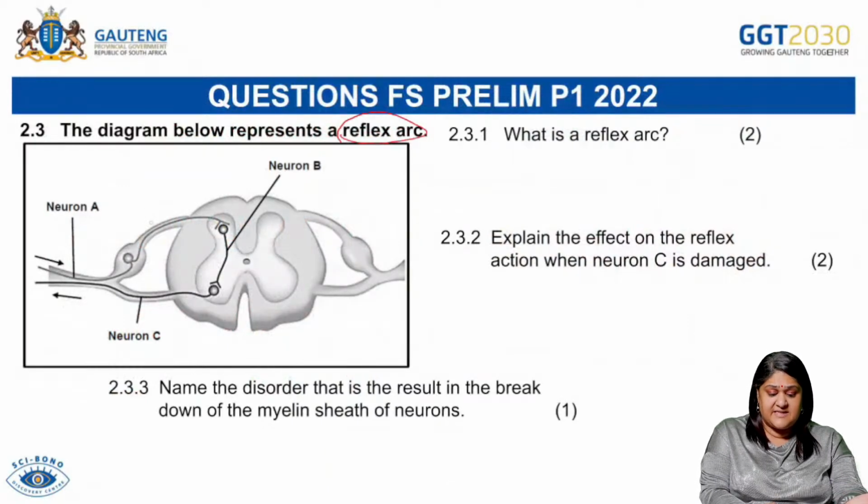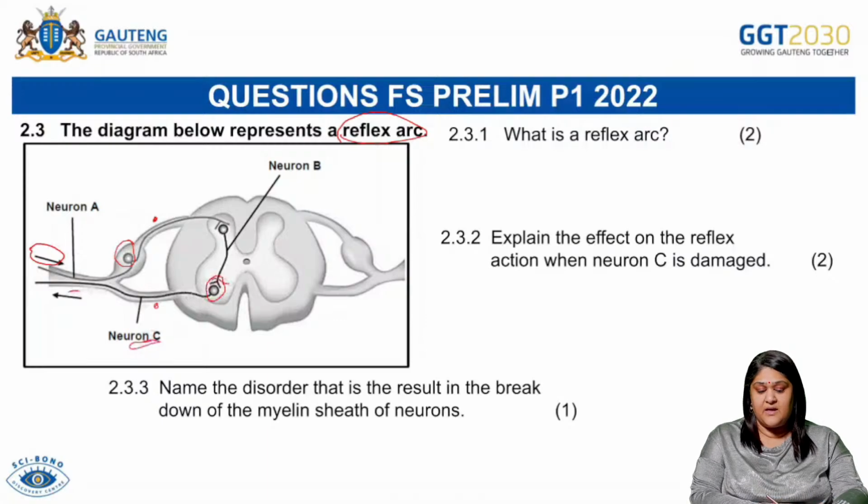Okay. So I would identify the dorsal root, I would do the ventral root. This one, you can see the arrow is telling us that it's moving this way. And you can also see the position of the cell body, that this is a sensory neuron, right? And then the one in the middle is the interneuron. They are connecting two neurons. And then we have neuron C over here, which is the motor neuron. And we can also see because of the position of the cell body and the direction of the impulse.